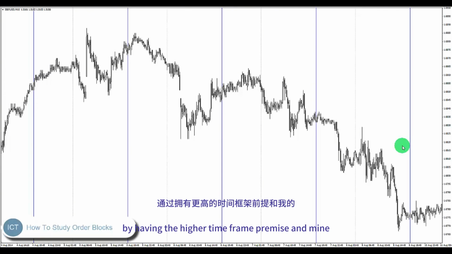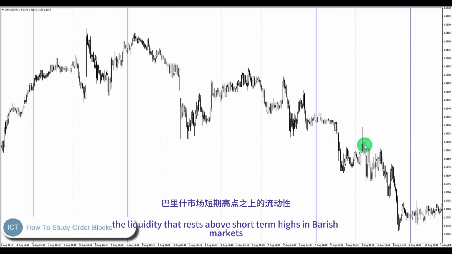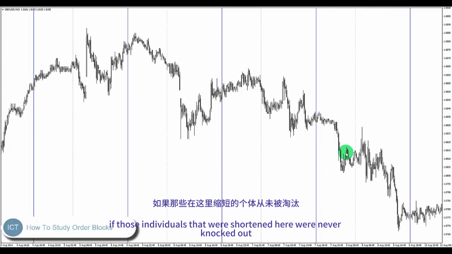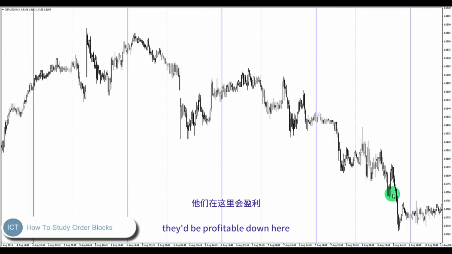By having the higher time frame premise in mind, you'll know what they're going to do and where they're going to inject volatility and liquidity. The liquidity that rests above short-term highs in bearish markets is where they're going to gather up and collect and accumulate new shorts and knock out those participants that would have been profitable. Think about it. If those individuals that were short in here were never knocked out, they'd be profitable down here.